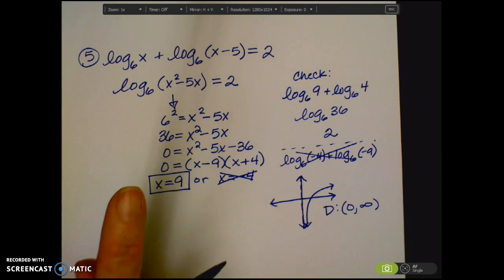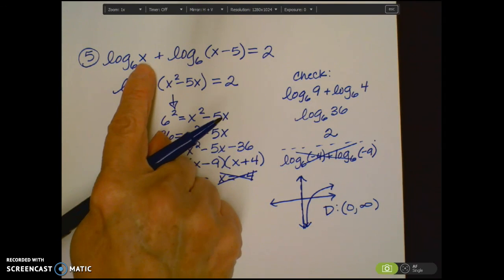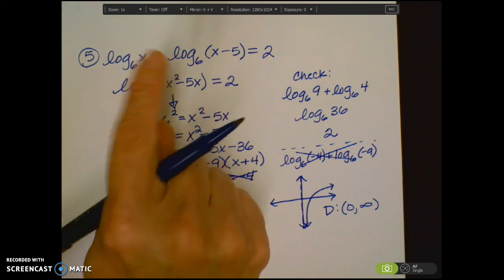So you have to check them, especially with these logarithms, to ensure that this value that's inside this quantity is not negative.